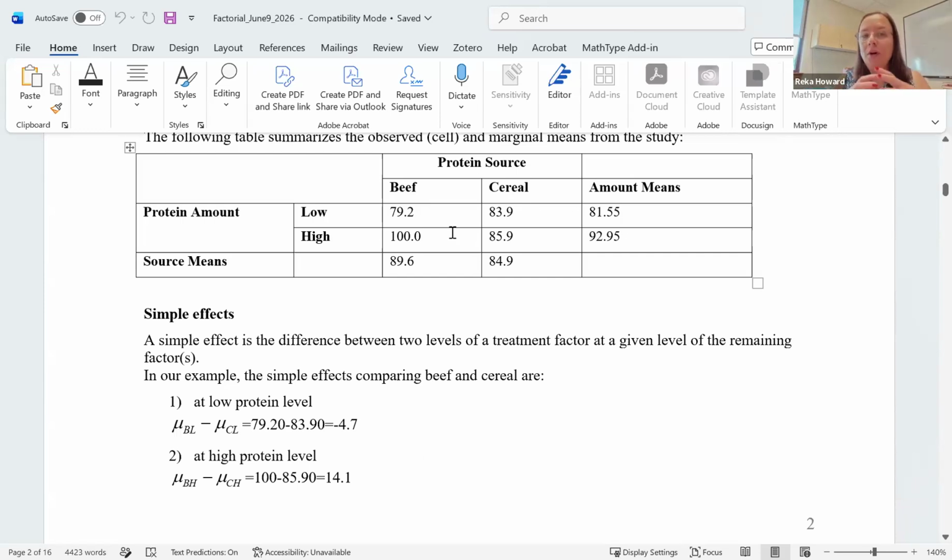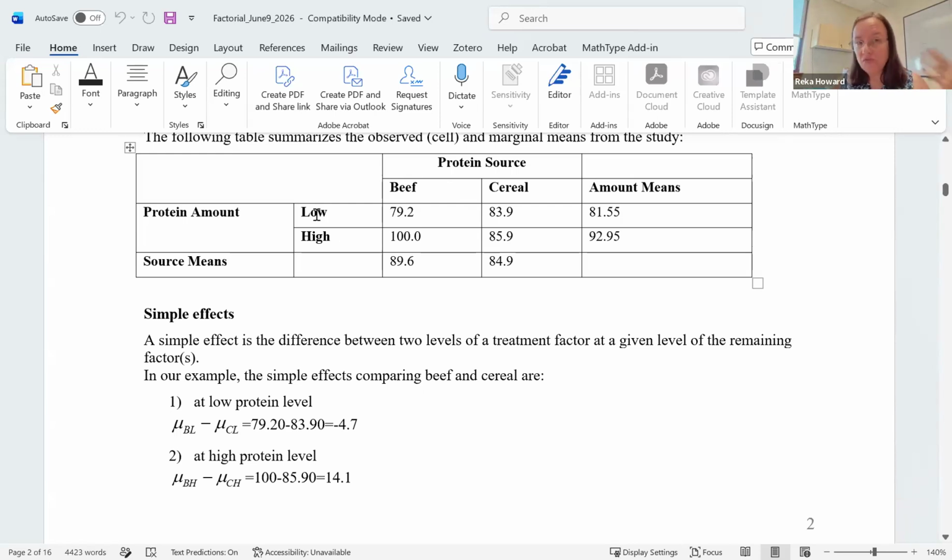But when I'm comparing, let's say, beef and cereal, I can have two, because low and high, at low and at high level. And when I'm comparing the low and high, also I can have two simple effects, because one at beef level and one at cereal level. Okay. And then when I'm talking about main effects, I can have two main effects, because one will be comparing beef and cereal, but now I don't have to specify that at low or high.